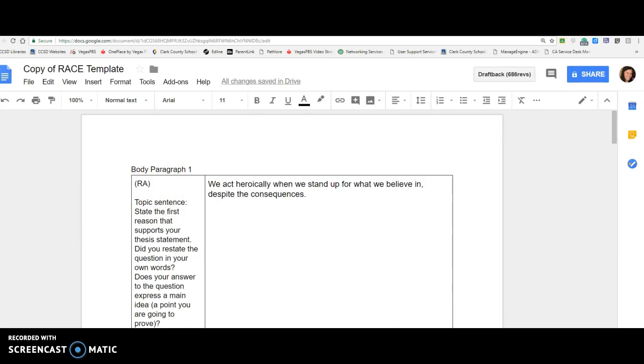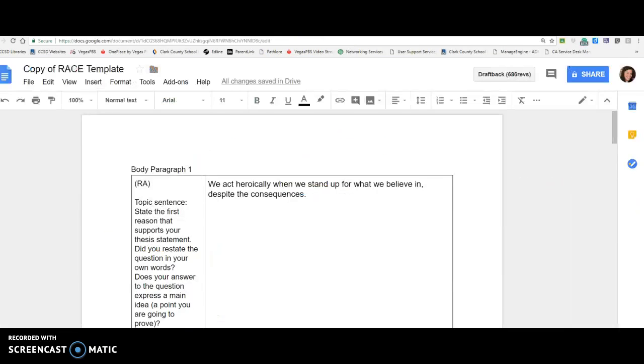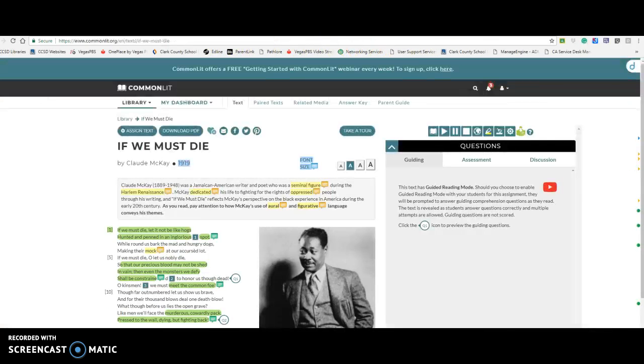So when you look at your annotations right here, why do people act heroically? When you read the article, why do people act heroically, and you looked at your annotations, you need to come up with a topic sentence. So while you're looking at your annotations, your textual evidence, you want to think about why do people act heroically?